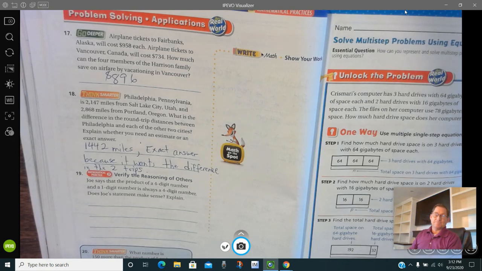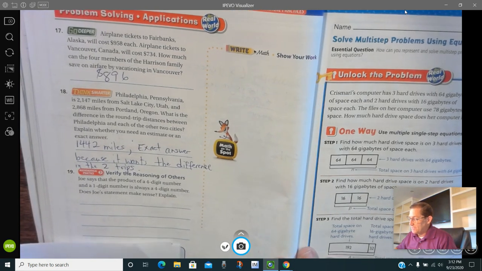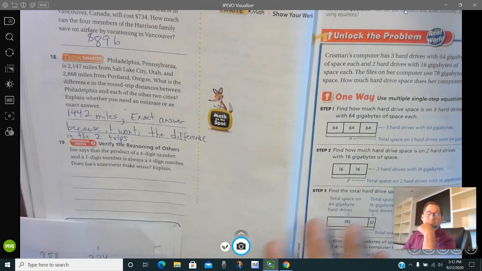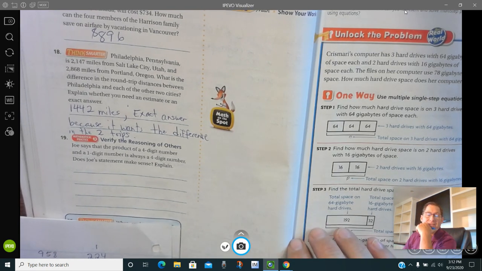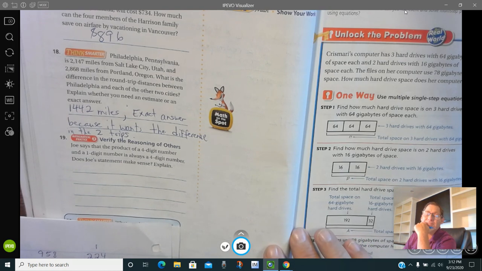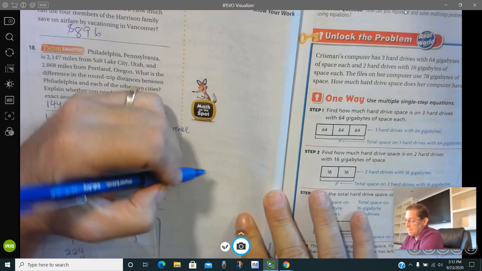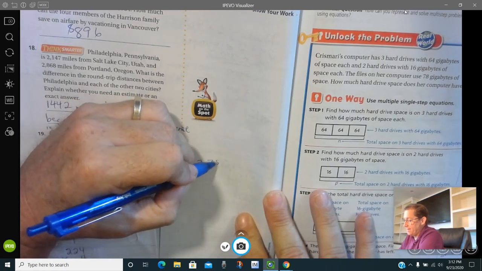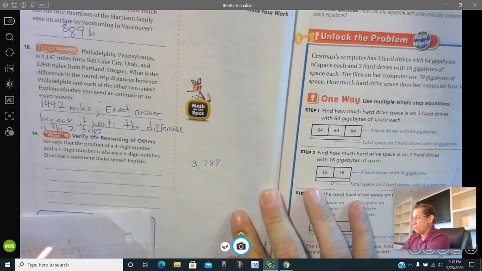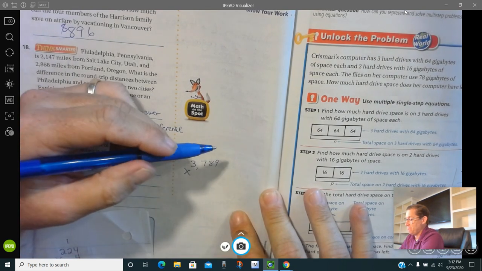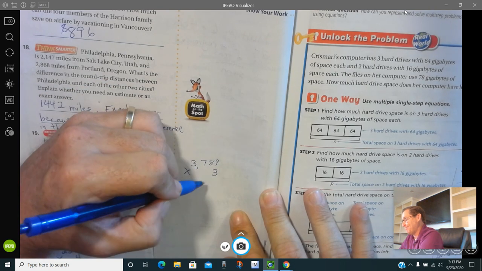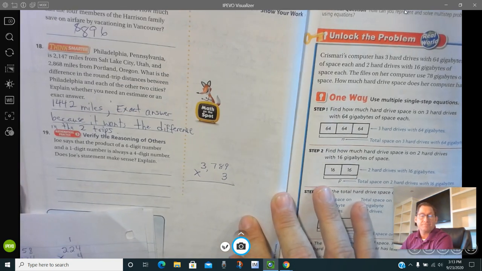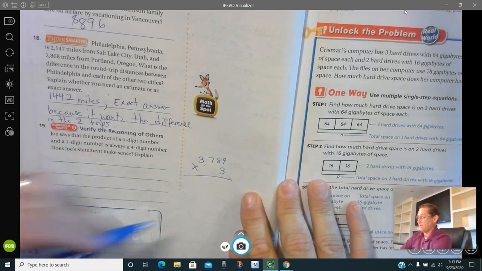All right, 19. Joe says that the product of a 4-digit number and a 1-digit number is always a 4-digit number. Does Joe's statement make sense? The product of a 4-digit number, I don't know, let's say 3,789, right? And a 1-digit number. I don't know, let's try 3. And let's see, is it always a 4-digit number as the answer?